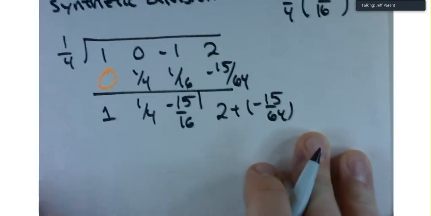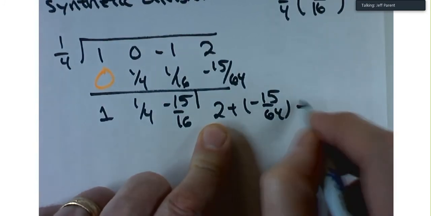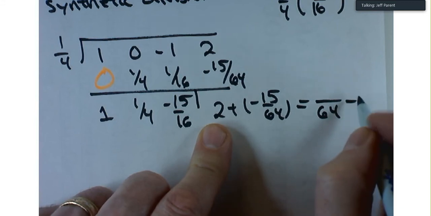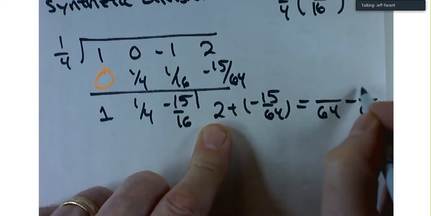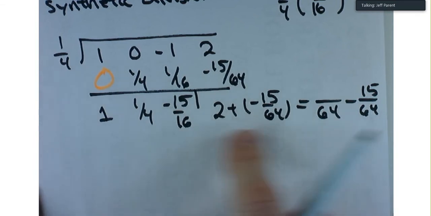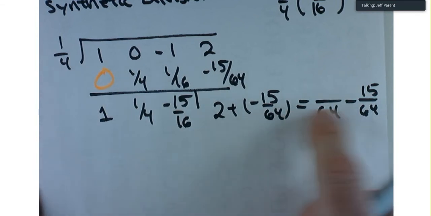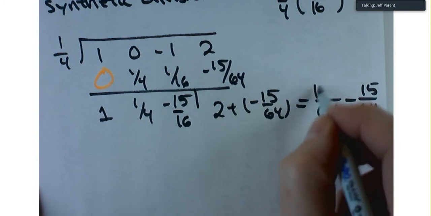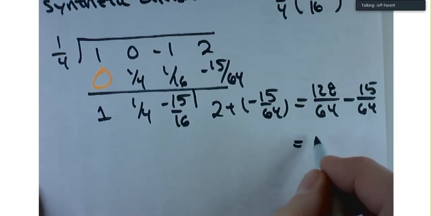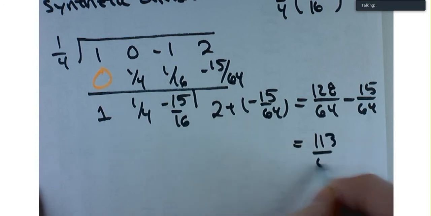Now for convenience, let's rewrite the 2. I want it as something over 64, so I can write it so they have common denominators. So 64 goes into 128 2 times. So my overall answer should be 113 over 64.